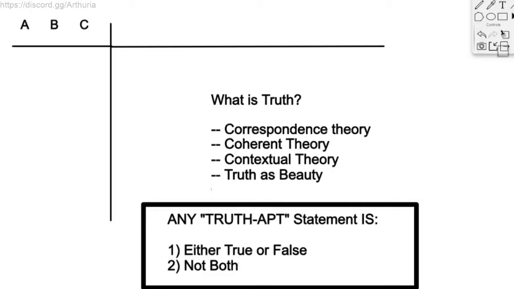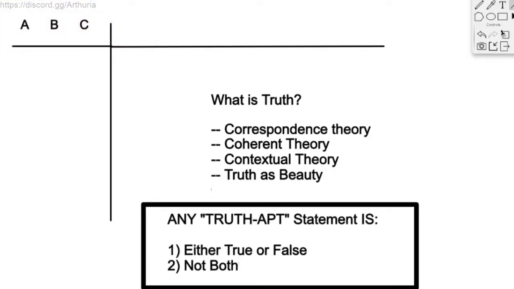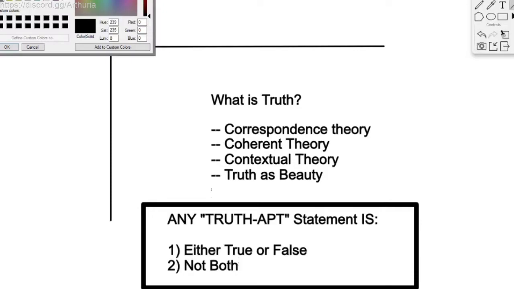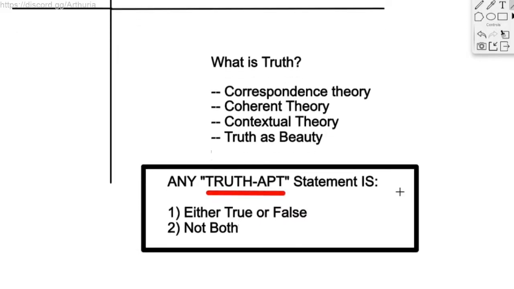Love is a rose. That's a truth apt statement. Is it? Yeah. It's either true that love is a rose or it's false that love is a rose. Go do your homework. Correct. A command. A command is certainly not a truth apt statement. What are some other types of non-truth apt statements?